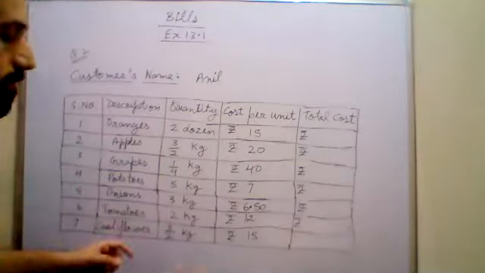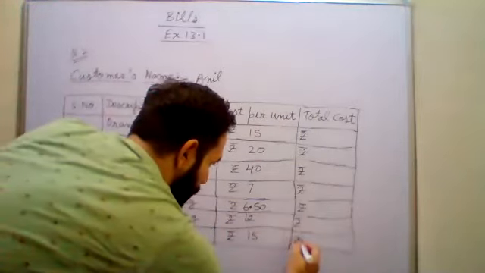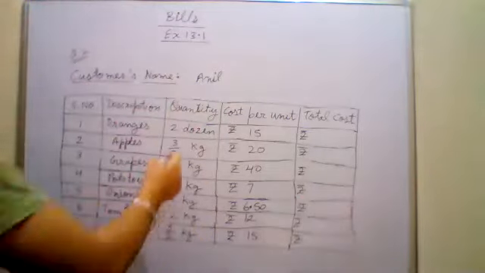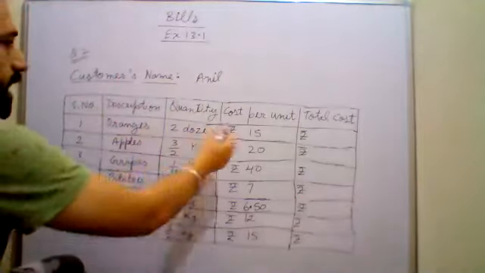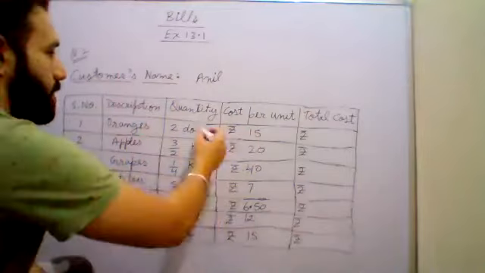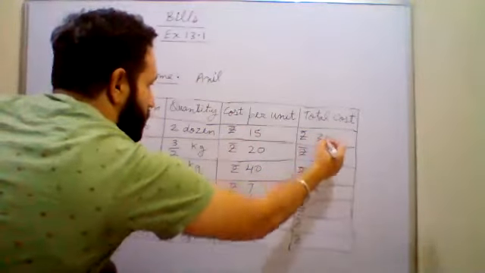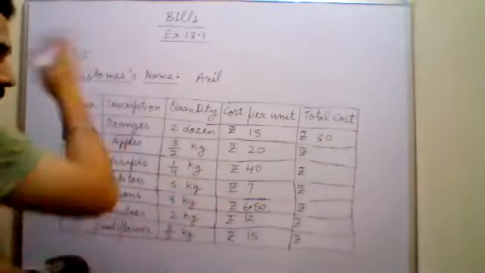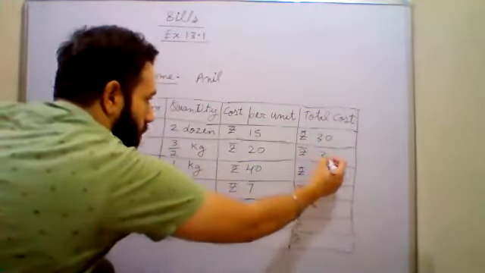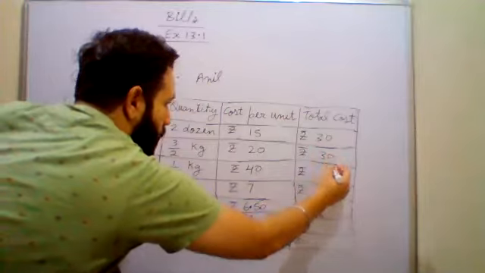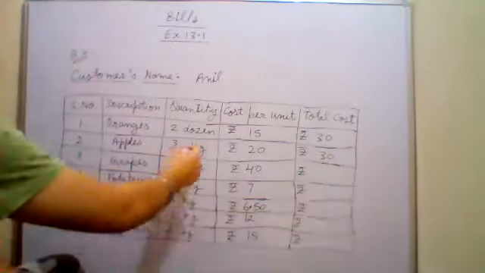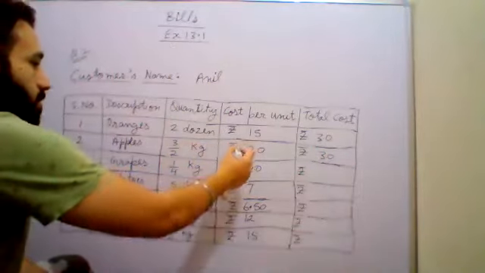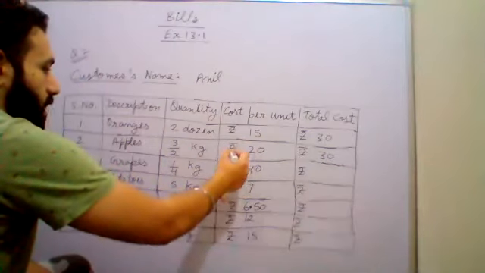Now let us find the cost of each item. 2 dozen oranges, and the cost of 1 dozen is 15. That means 30 rupees. 3 by 2 into 20 is again 30. When you multiply 3 upon 2 by 20, you will get 30. Do you all know how to multiply a fraction with a whole number? This we have done in the chapter fraction.